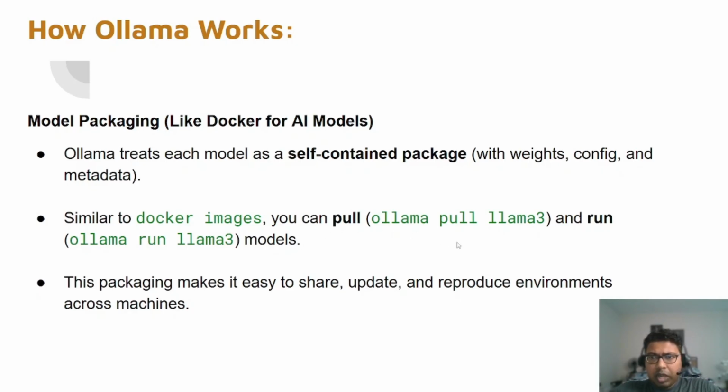Basically, with ollama pull llama3, it will load the model, and then if I say ollama run llama3, it will run the model, and then we can ask any questions. We can share the prompt and it will do what it does in ChatGPT or OpenAI. Same thing. This packaging makes it easy to share, update, and reproduce environments across machines.